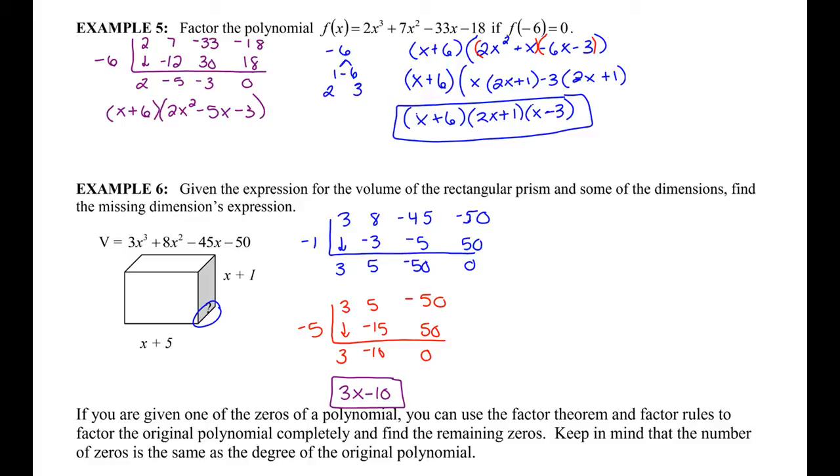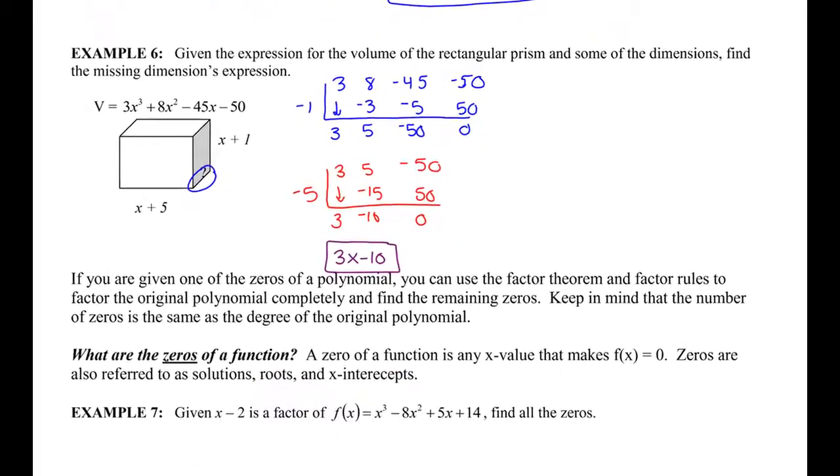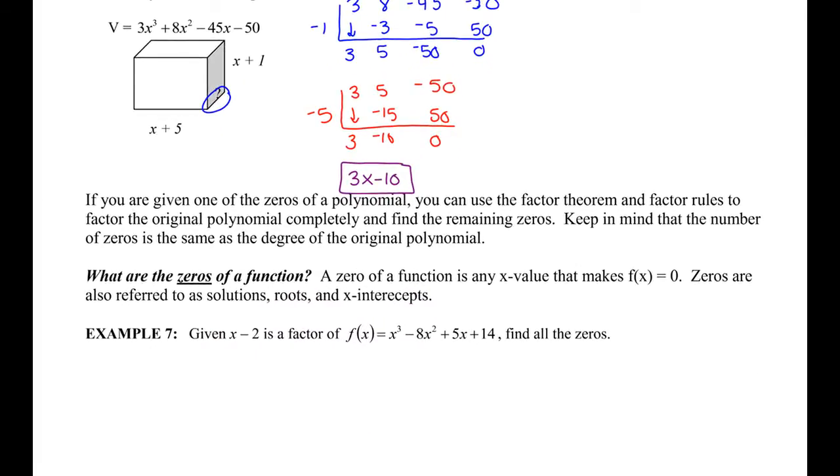If you are given one of the zeros of a polynomial, you can use the factor theorem and factor rules to factor the original polynomial completely and find the remaining zeros. Keep in mind that the number of zeros is the same as the degree of the original polynomial. What are the zeros of a function? A zero of a function is any x value that makes f of x equal to 0. Zeros are also referred to as solutions, roots, and x-intercepts.